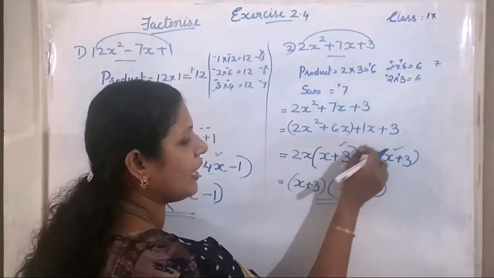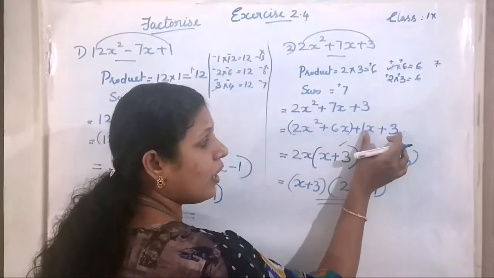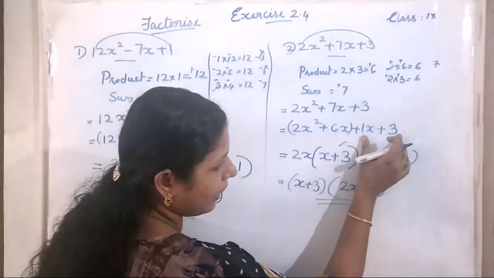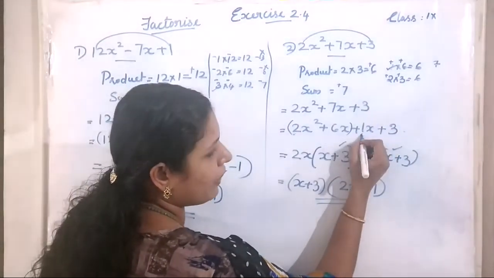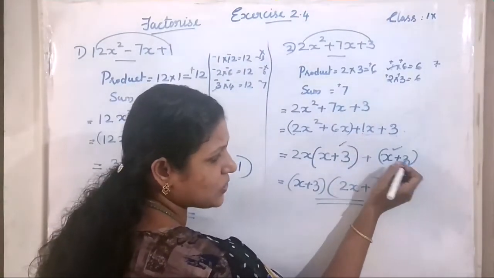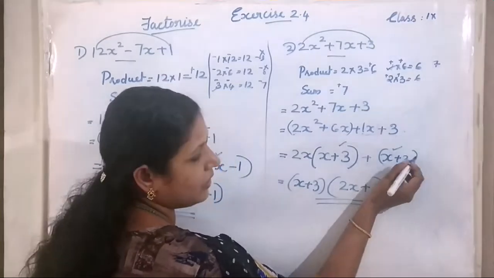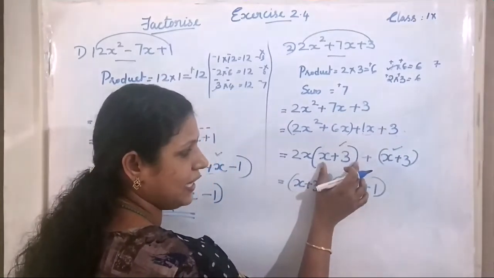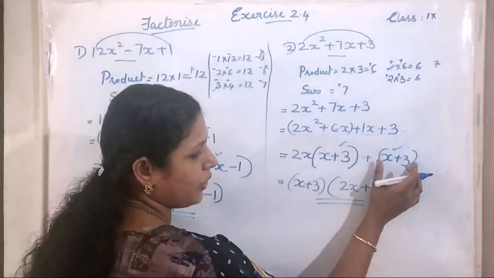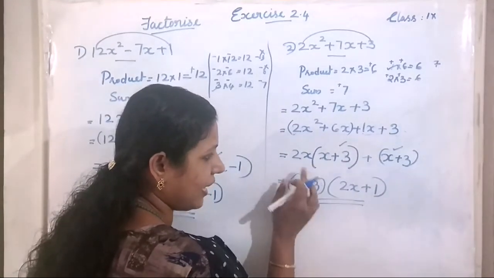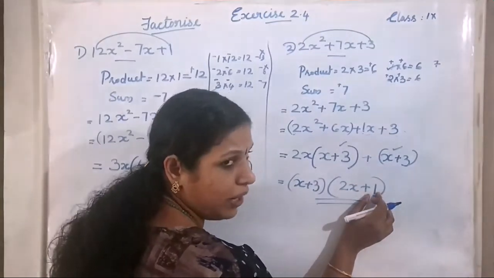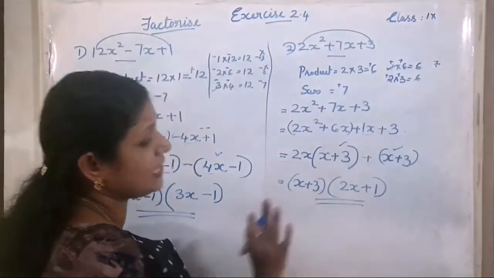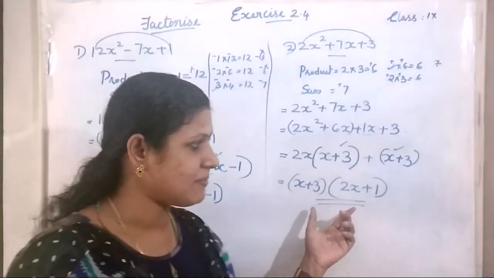Now our next aim is to find x plus 3 here also. So see here, 1x plus 3 means x plus 3. So x plus 3 is here. Next step, x plus 3 is here and here also, so we take x plus 3 outside. The remaining here is 2x and here it is 1. So our answer is (x plus 3) into (2x plus 1).